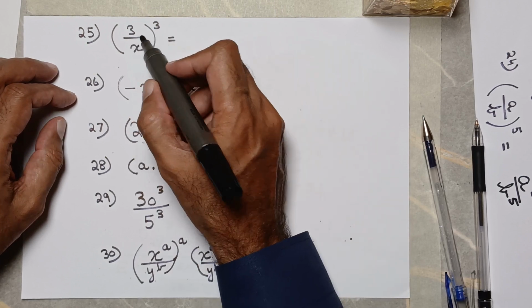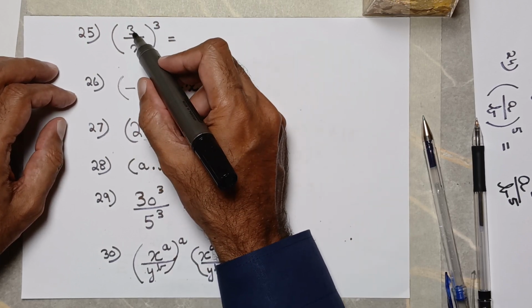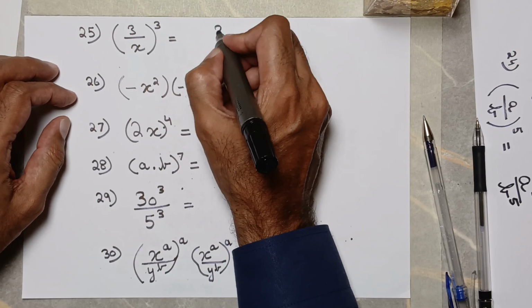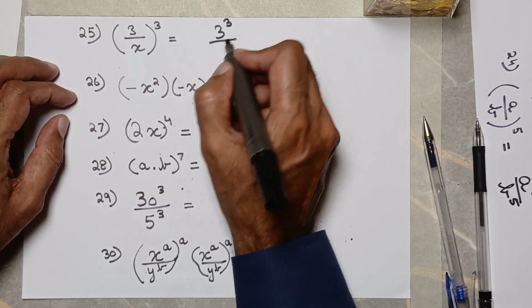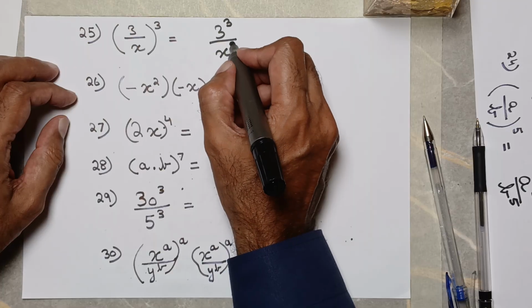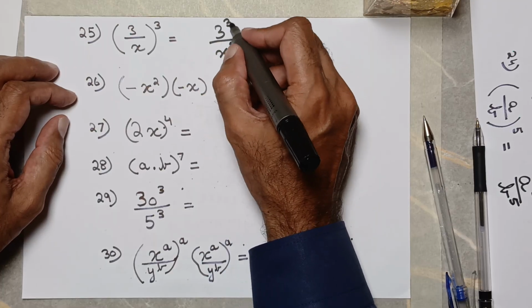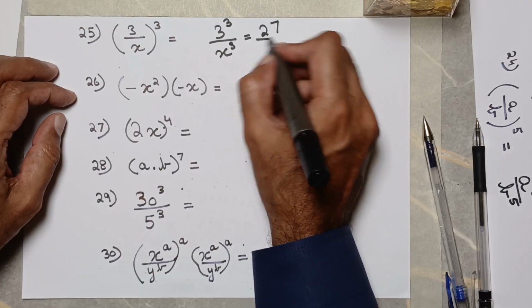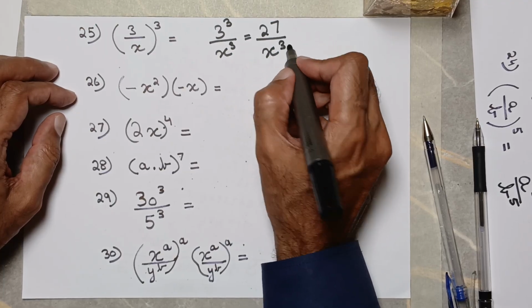What we have to do? We only have to raise the numerator to that power and the denominator to that power. So 3 raised to the power 3, x raised to the power cube over here. So 3 multiplied by 3, 9, 9 multiplied by 3 is 27, and it is over x cube over here.